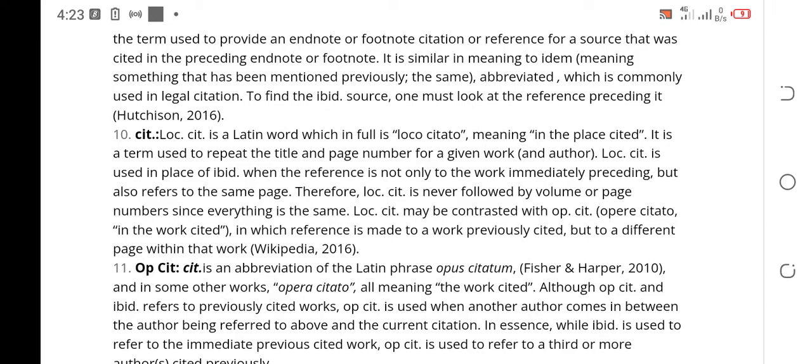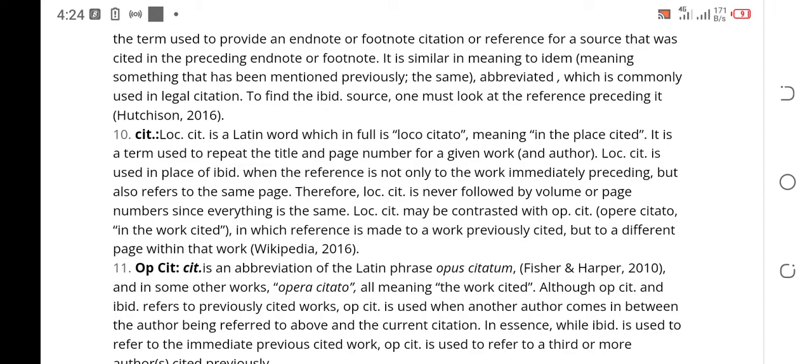Loc. cit. is a Latin term also, which in full is loco citato, meaning in the place cited. It's a term used to repeat the title and page number for a given work. I can also say loc. cit. and ibid are the same thing, but there may be a little difference because of the citation or referencing style that you are using. While loc. cit. also refers to as cited above, it means the same author, the same year, the same page number.